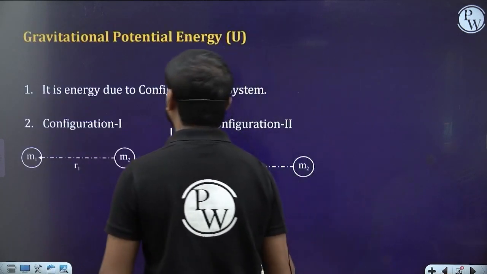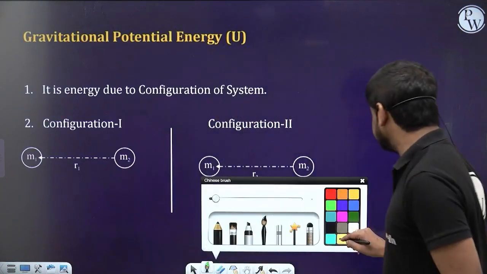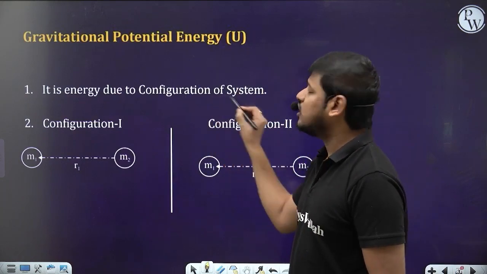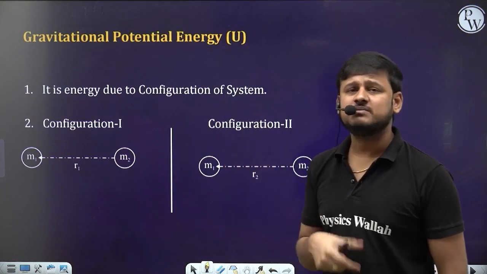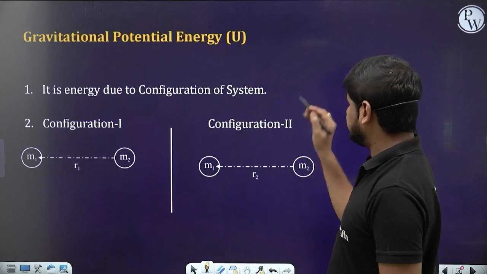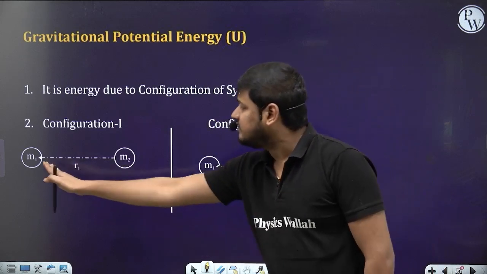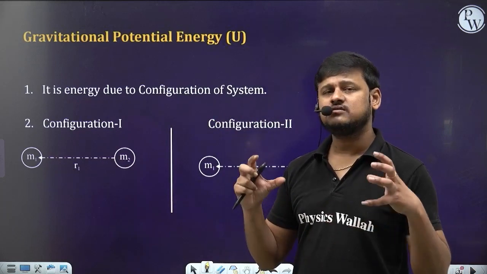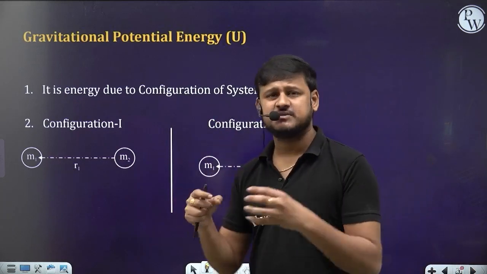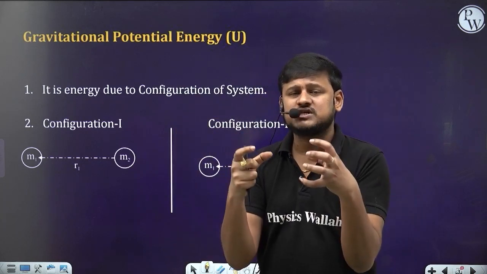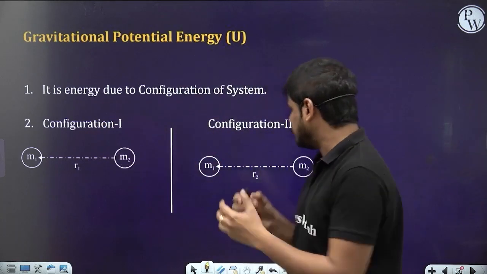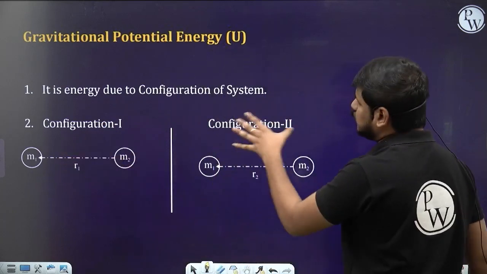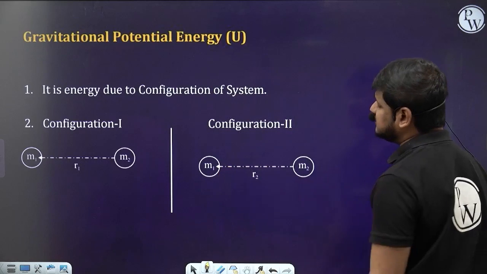The first one: what is gravitational potential energy? It occurs due to the configuration of the system. What does configuration of system mean? Let's suppose two masses are placed at some distance r1, and now you change the configuration. That means you bring them closer or move them apart. The initial distance is r1, and the configuration is changed to some other distance r2.